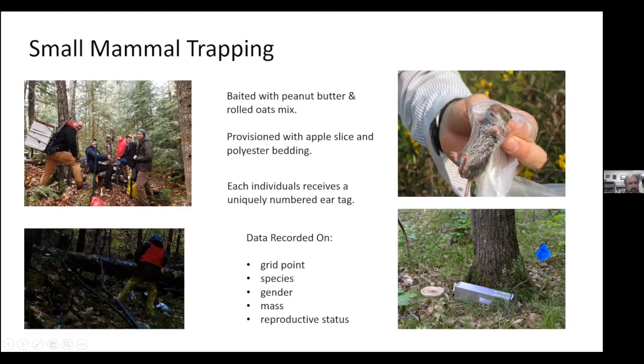Group of students, there's the traps. Good experience for them, man. Good labor for us. And they're out working on some of the grids. And here's, I think that's actually Linda, checking one of the traps down in the cedar swamps.